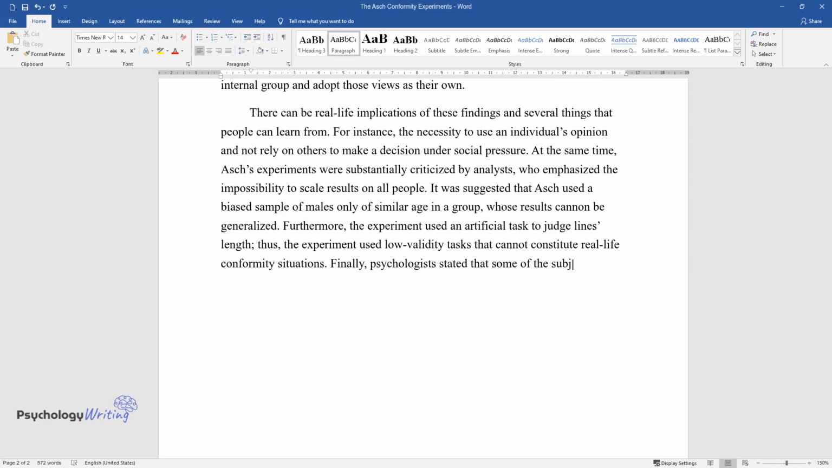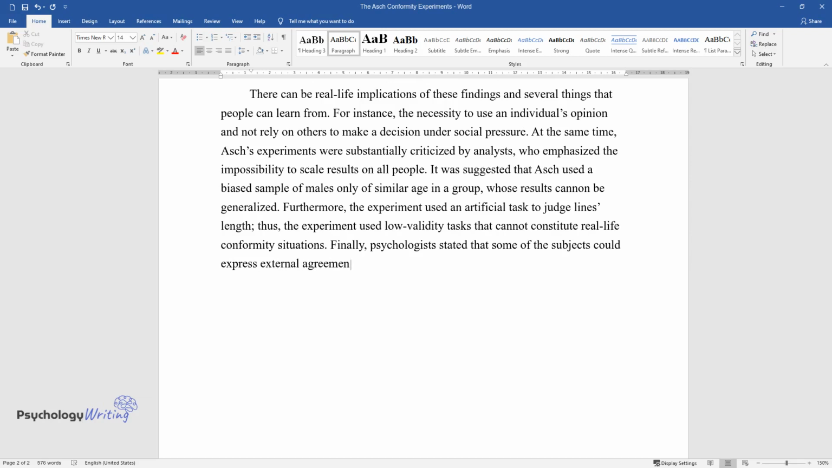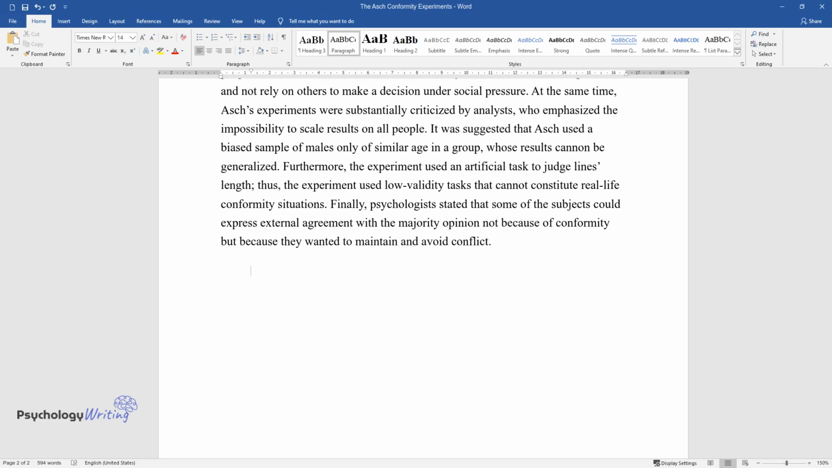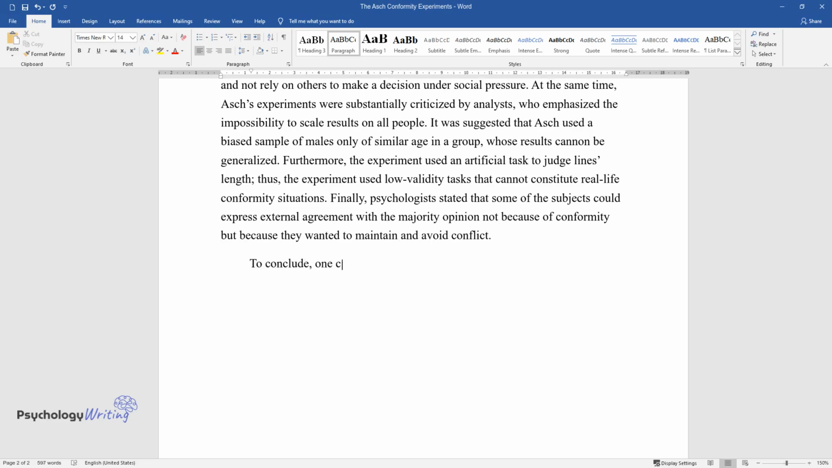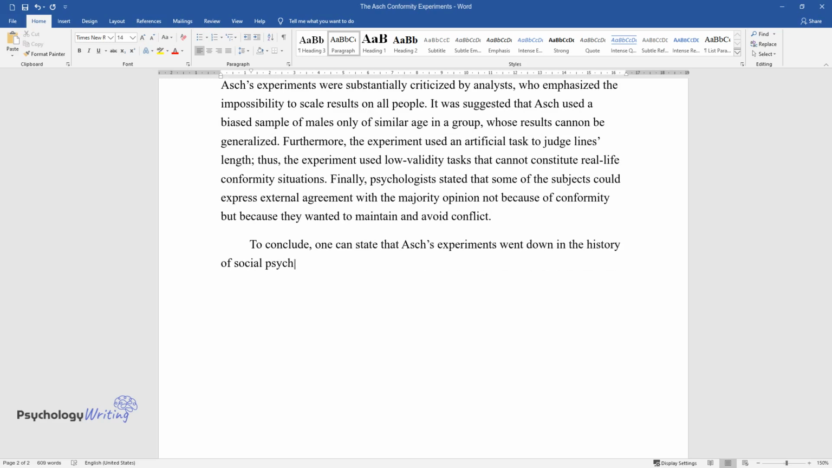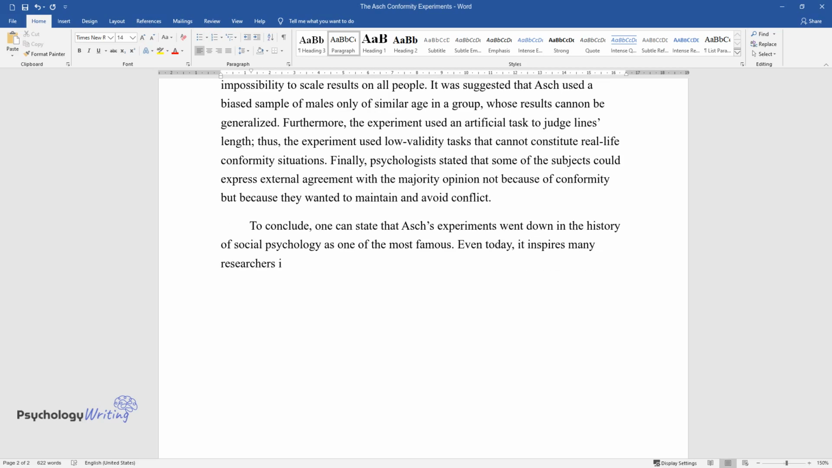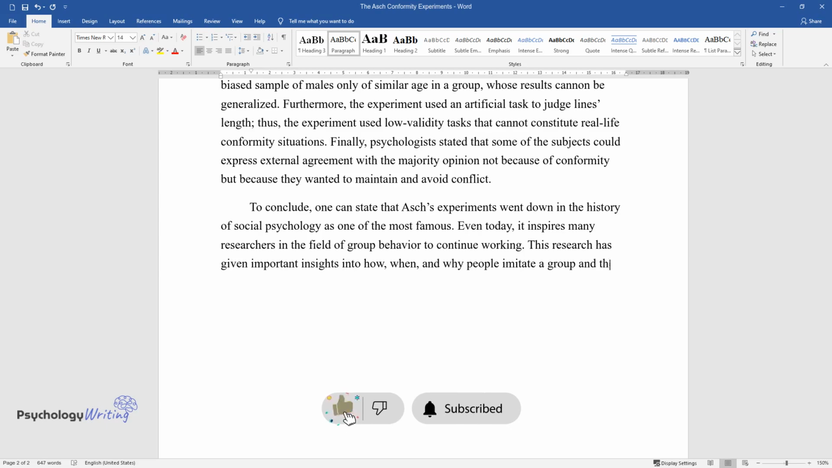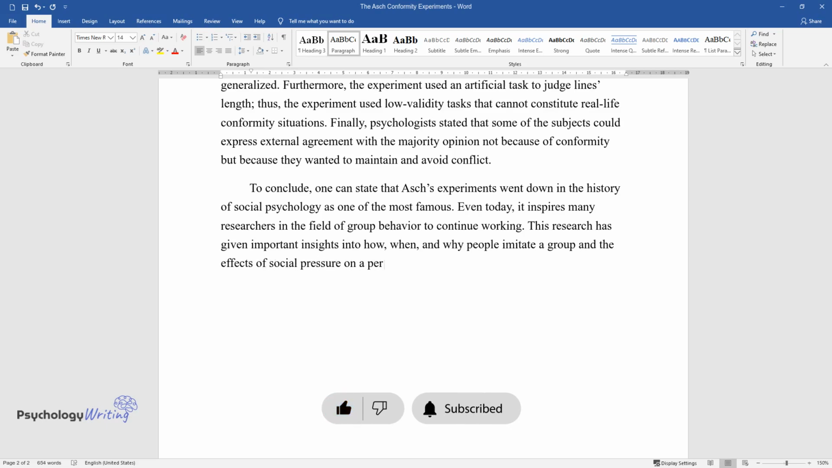Finally, psychologists stated that some of the subjects could express external agreement with the majority opinion not because of conformity but because they wanted to maintain peace and avoid conflict. To conclude, one can state that Asch's experiments went down in the history of social psychology as one of the most famous. Even today, it inspires many researchers in the field of group behavior to continue working. This research has given important insights into how, when, and why people imitate a group and the effects of social pressure on a person's behavior.